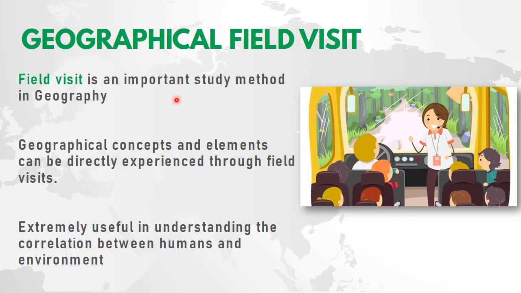So, geographical concepts and elements can be directly experienced through field visits. What do you mean by they are extremely useful in understanding the correlation between humans and environment? The ability of human beings to adjust to the environment, to the climate over there, to the kind of crops grown over there, to the kind of houses that they live in, can be understood through geographical field visit.